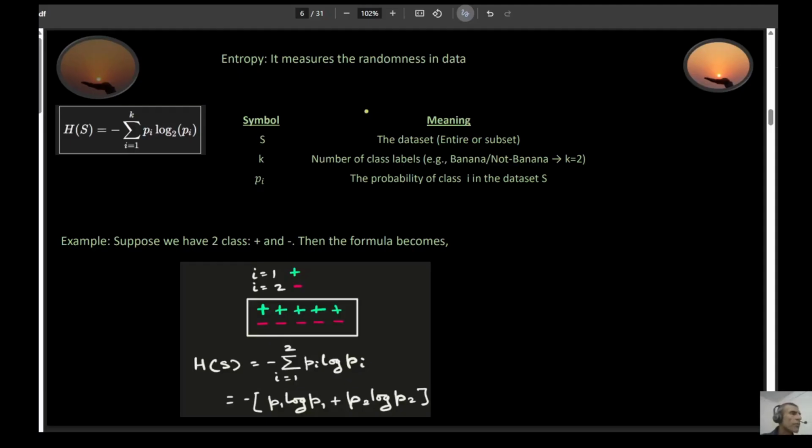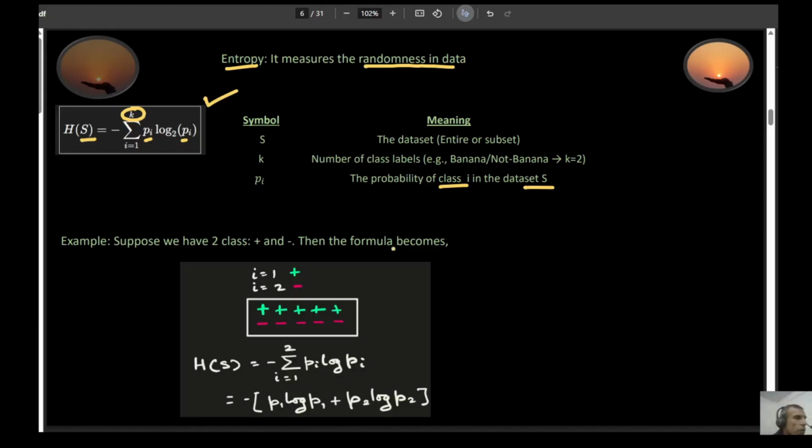Now, let's understand a few terminologies that are used in decision trees. The first one is entropy. It measures the randomness in your data. And this is the formula that is used to measure the entropy for a data set. Here my S refers to your data set. Your K refers to the number of classes that you have in your data set. And your P_i right here refers to the probability of class i in the data set.